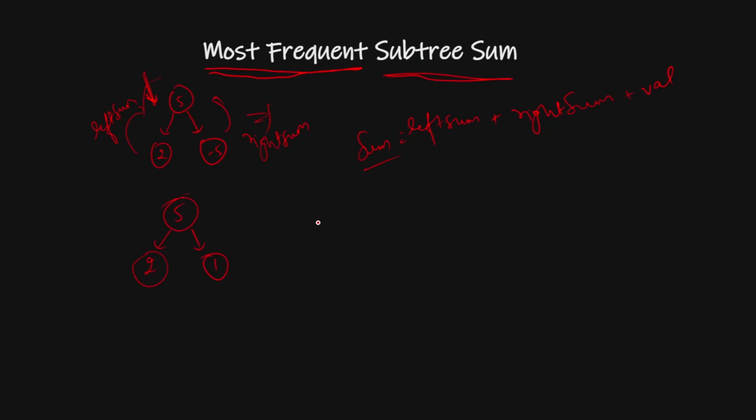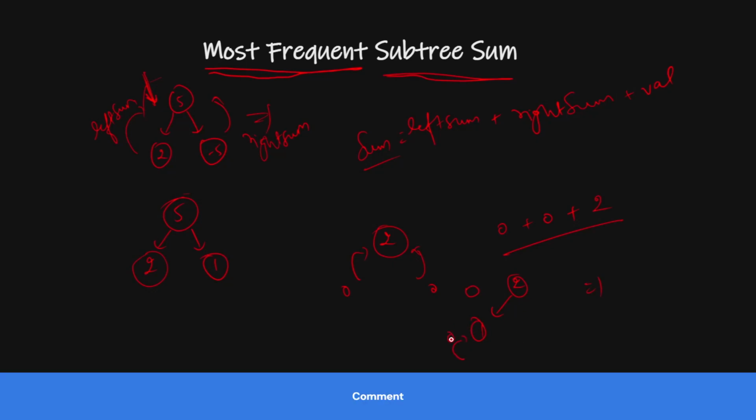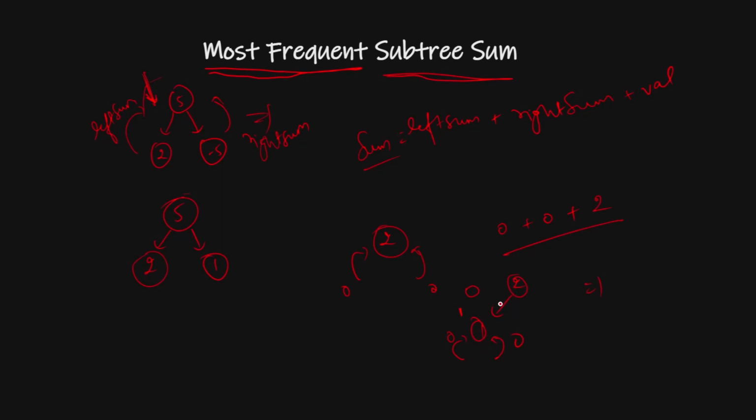For every node, if I have a single node, the null will return 0, so its sum will be 0 plus root value 2. If I have a tree something like 2 and this is 1, what will be its sum? First, this subtree sum is 1. Now from here it will get 0, from here it is getting 1, so its sum will be 0 plus 1 plus 2, that is 3. So now I got this 3 as my final subtree sum.